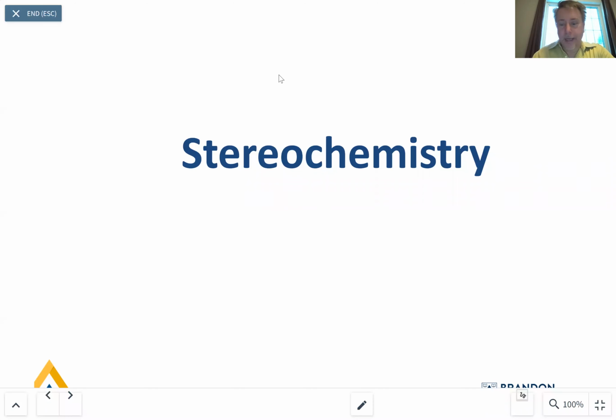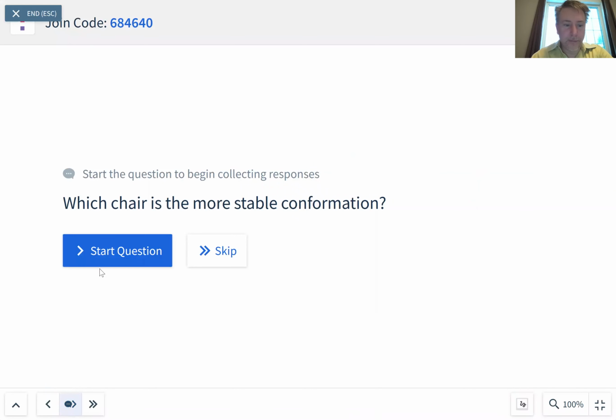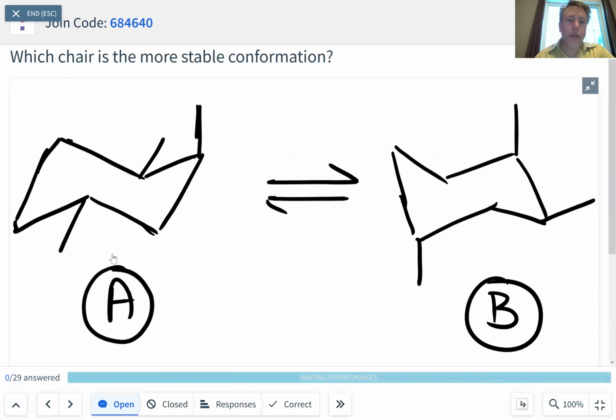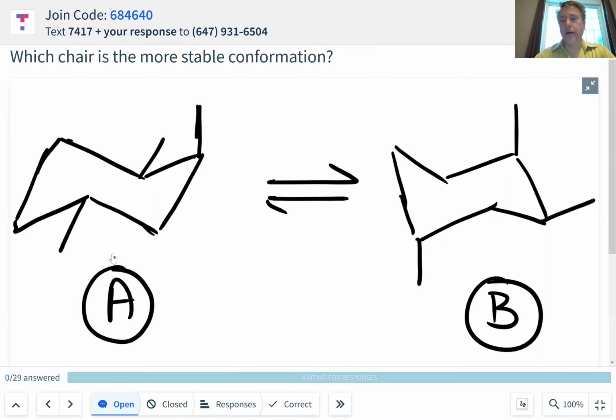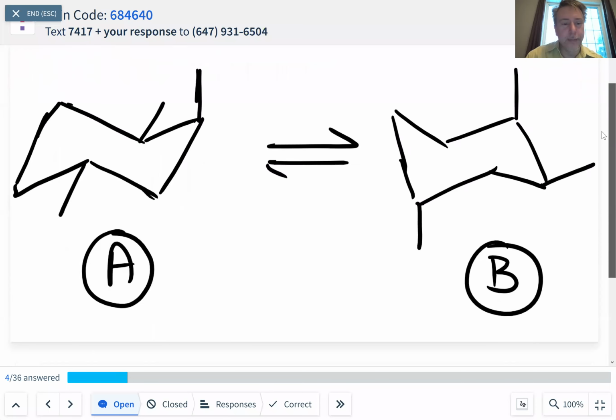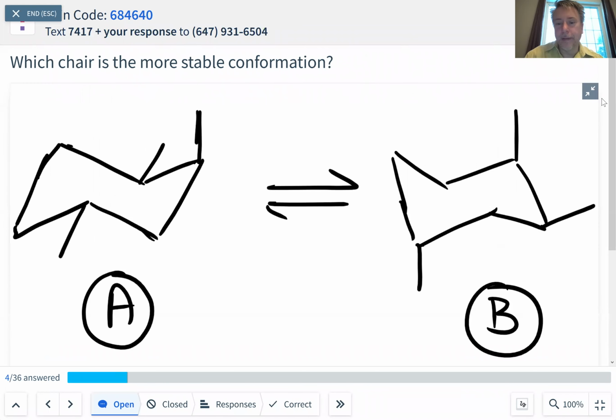Now, before we do that, let's just do a couple of practice questions from last class. We just finished the section on conformational analysis using Newman projections, in addition to chairs and boats, or chairs, sorry. Cyclohexane rings with various substituents. So the first couple of questions are just about the analysis of these types of structures. So which chair is the more stable conformation?